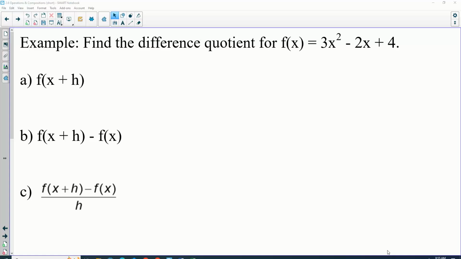A little more involved than the ones we did yesterday, because when I look at this equation, it does have more than one x. So just like if I said f of 3, you'd plug 3 in for both x's. When I say f of x plus h, I have to plug x plus h in for both of these.